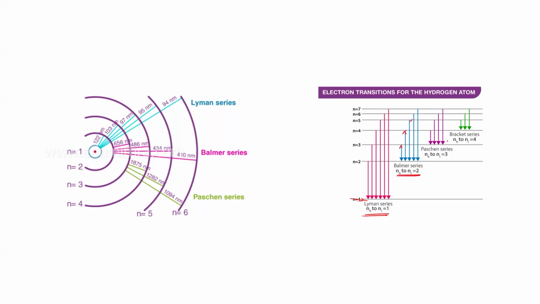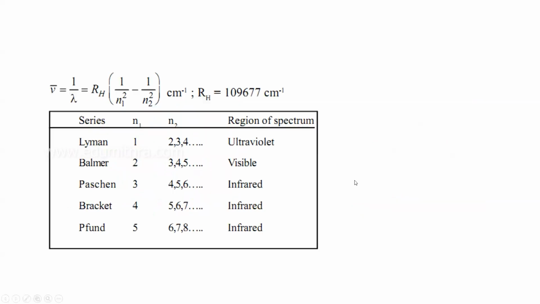And this is Paschen, this is Brackett, then Pfund. There are many series. So these are all the series. Lyman is actually in the ultraviolet, so we cannot see that. Balmer is the only visible one. Even though the ultraviolet is not visible, we can see it using a spectroscope because we have sensors for it. The series of lines in hydrogen which is visible is Balmer. All the others are infrared.